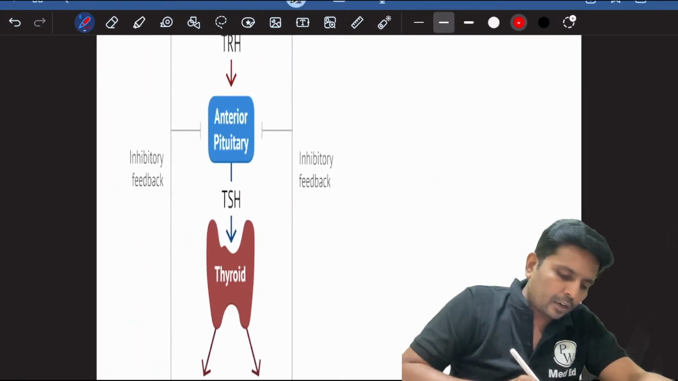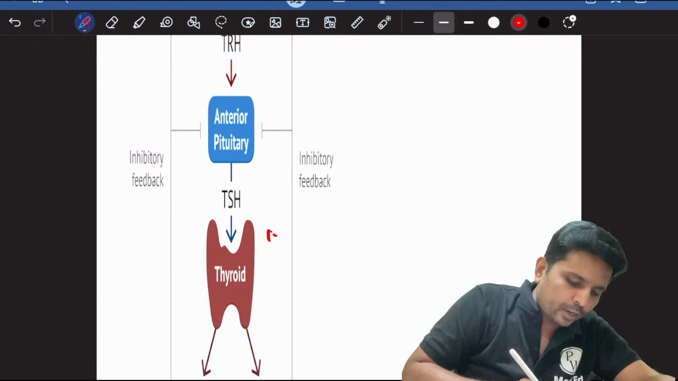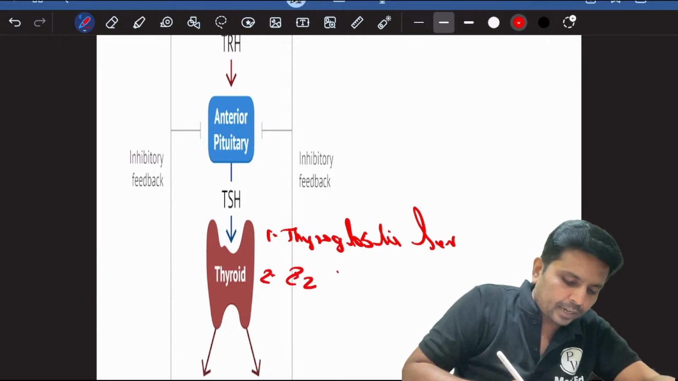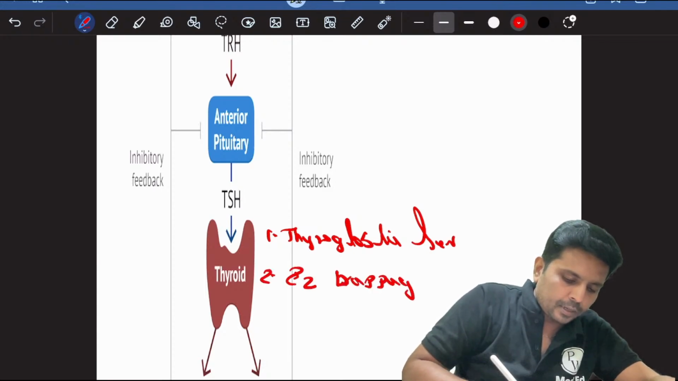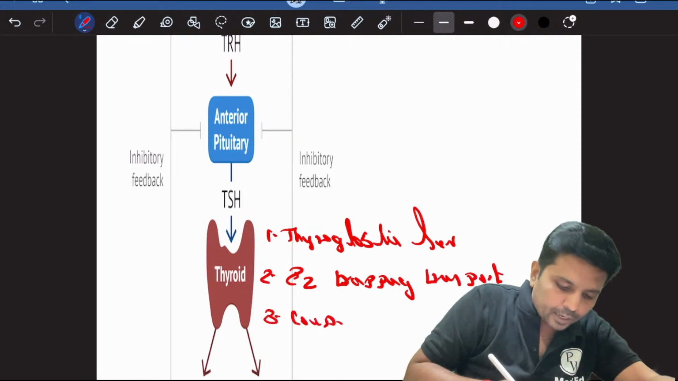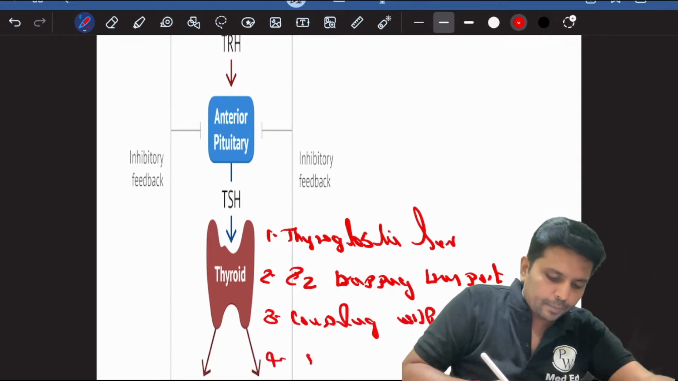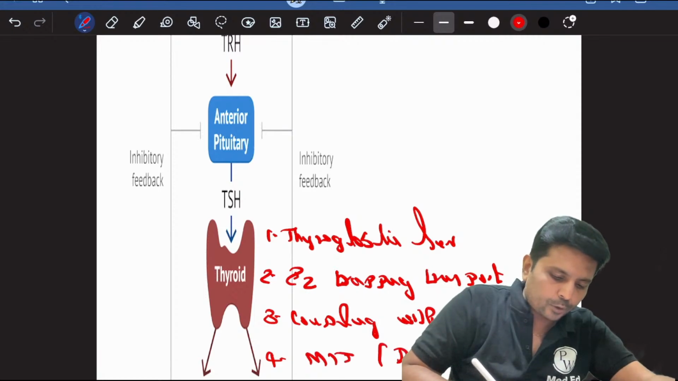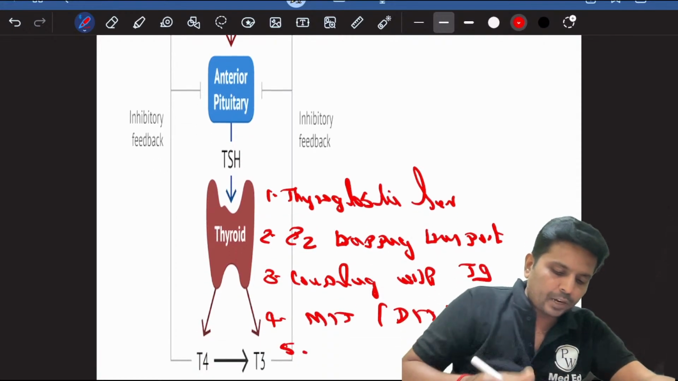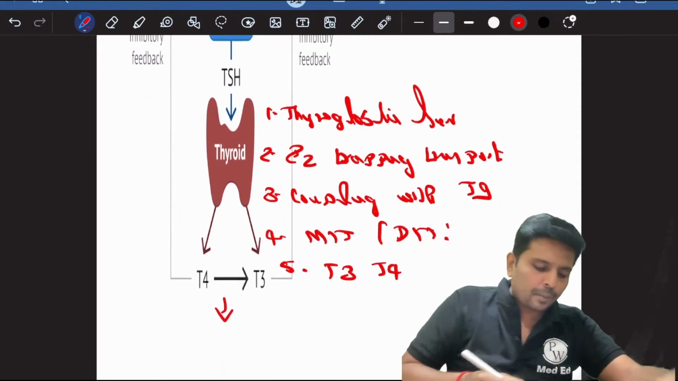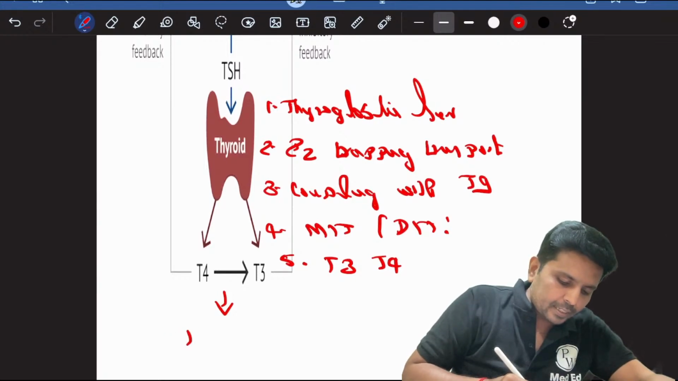So what are all the things that happen in the thyroid gland? One is thyroglobulin synthesis. Second one is iodine trapping, transport. And the third one is coupling, iodine coupling with thyroglobulin. And finally, monoiodotyrosine, diiodotyrosine, and finally you will have T3 and T4. T3 and T4 will be released, predominantly T4.